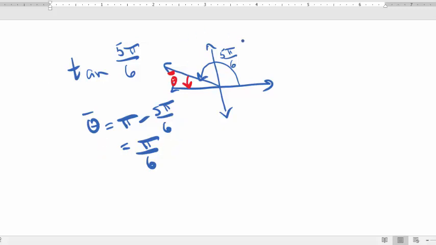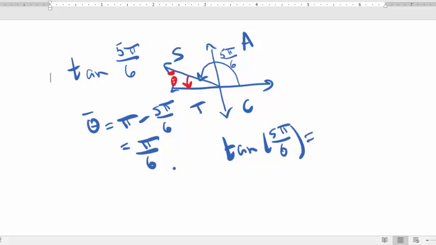And now we're in the second quadrant, right? So if we do ASTC, sine is positive, tangent is going to be negative. So we're going to say the tangent of 5 pi over 6, it's not the same as the tangent of pi over 6, it's going to be the opposite, because it's negative, of the tangent of pi over 6.